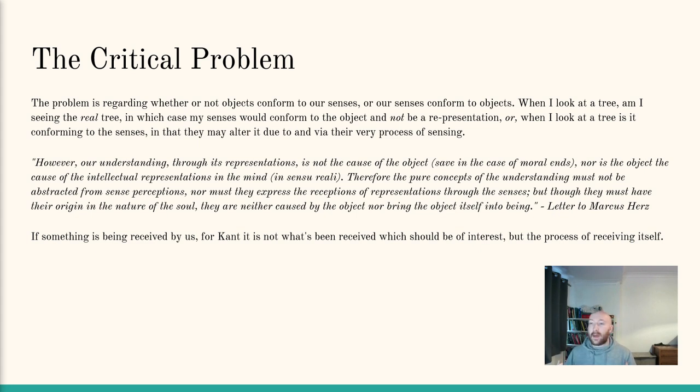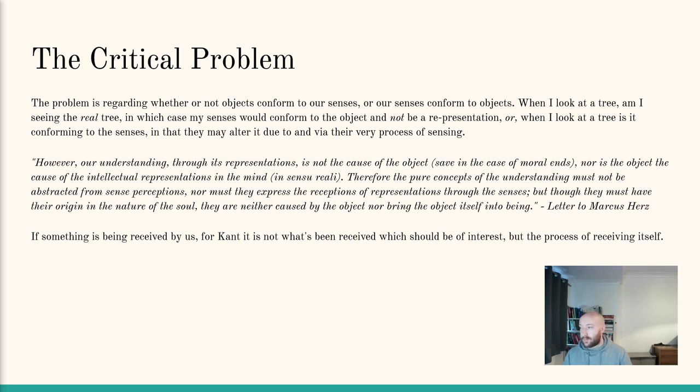The critical problem then is working out which mode is sort of true to reality. Are we dealing with a representation? Are we dealing with the object itself? Etc. And Kant states in his letter to Marcus Herz, he says, however, our understanding through its representations is not the cause of the object, save in the case of moral ends, nor is the object the cause of the intellectual representations in the mind.